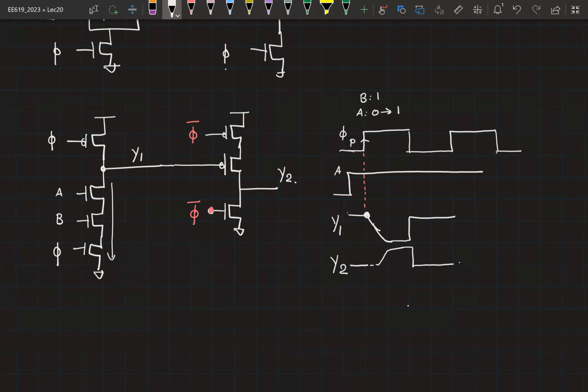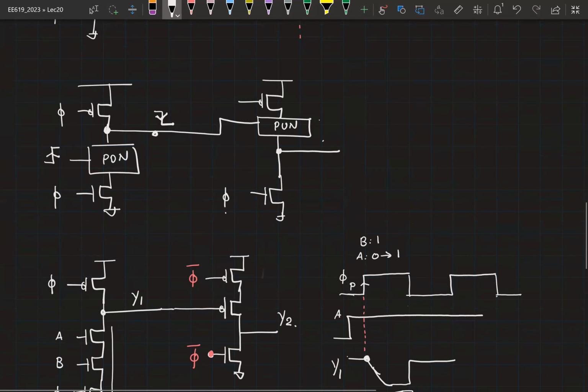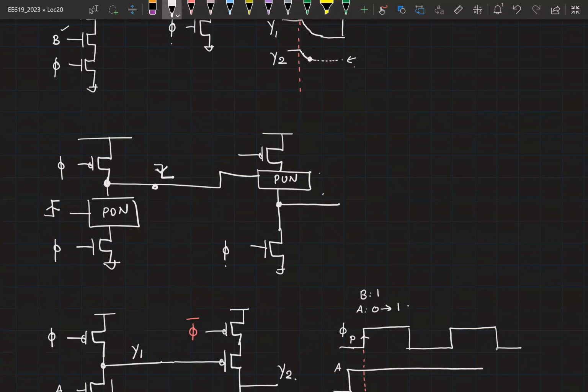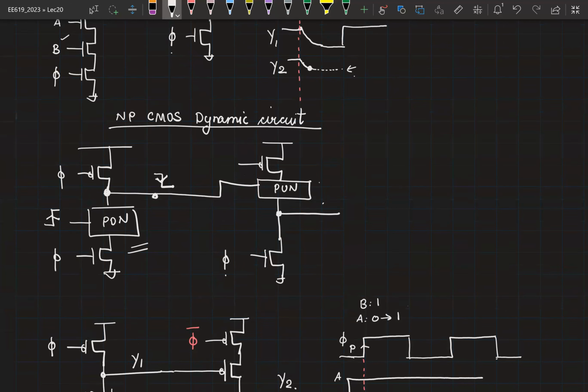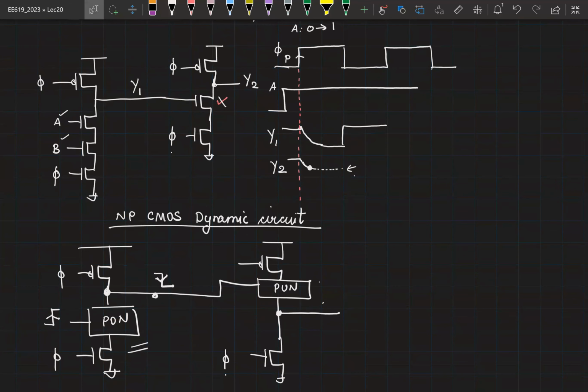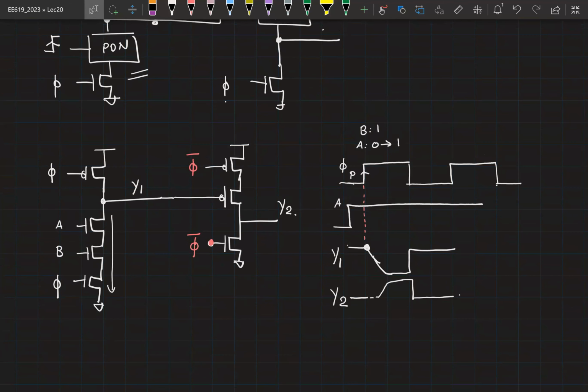And this sort of arrangement is called an NP-CMOS dynamic circuit. Because you have the logic implemented on the N side in one gate, and then the immediate next gate will have the logic implemented on the P side, on the PMOS side. Is there any other solution? Is there anything wrong with this particular solution? Any reason why we do not want to consider this?